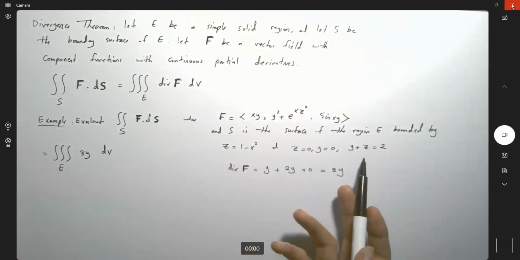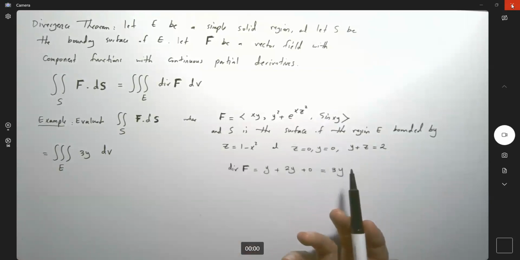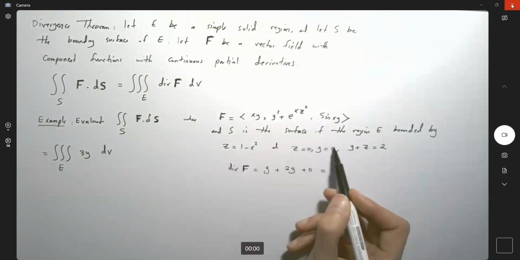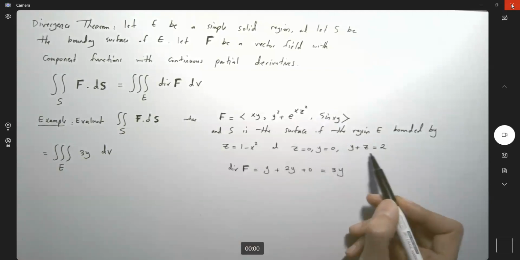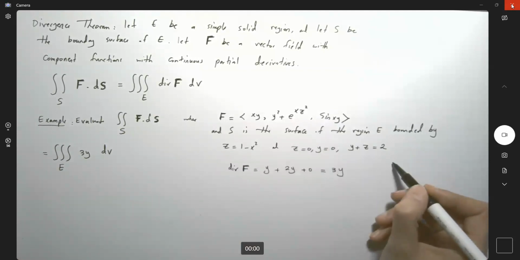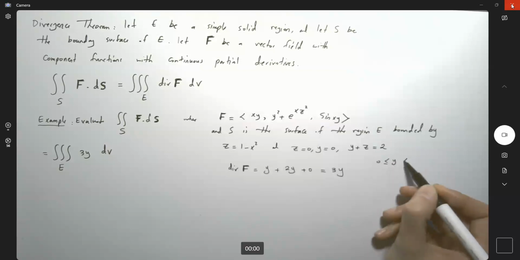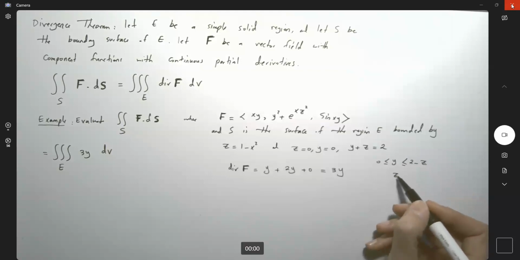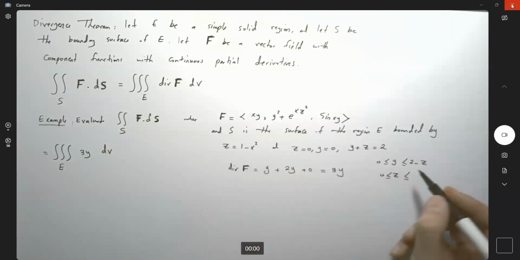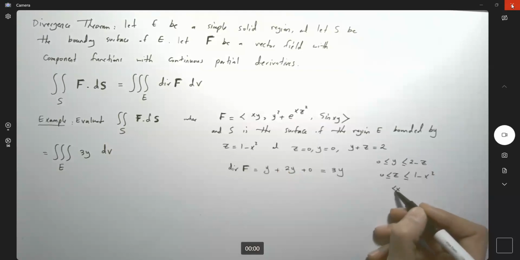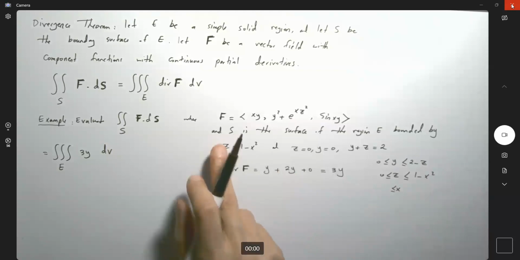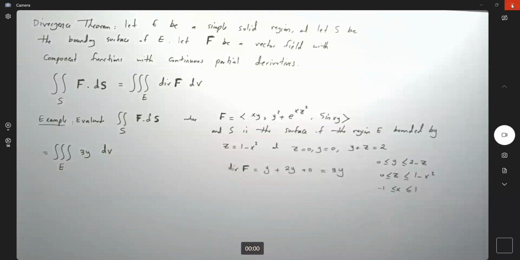Well, E is easy to construct. As you can see, y is bounded from 0, and on top, here you have 2 minus z. It's easy to see that y is bounded between 0 and 2 minus z. Z is bounded between 0 and 1 minus x squared, and x is bounded between, if I set z equal to 0, x is plus or minus 1, so negative 1 to 1.